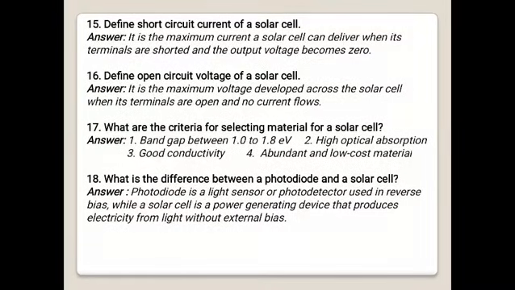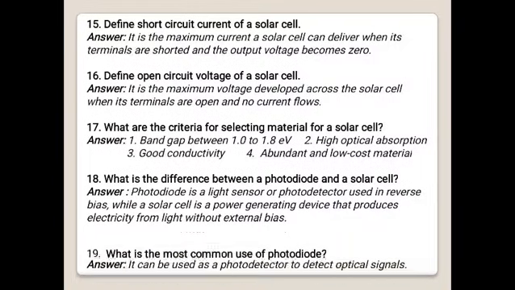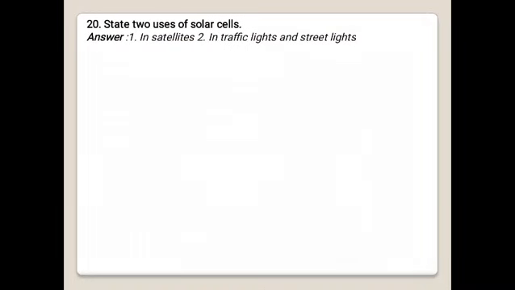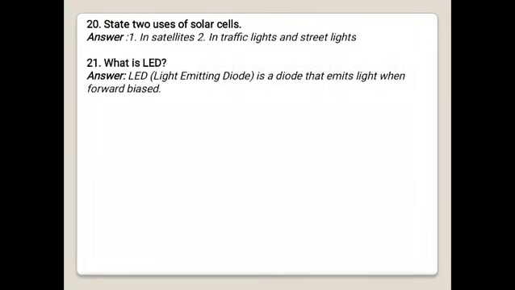What are the differences between a photodiode and a solar cell? Answer. Photodiode is a light sensor or photodetector used in reverse bias, while a solar cell is a power generating device that produces electricity from light without external bias. What is the most common use of photodiode? Answer. It can be used as a photodetector to detect optical signals. State two uses of solar cell. Answer. First, in satellites. Second, in traffic lights and street lights.